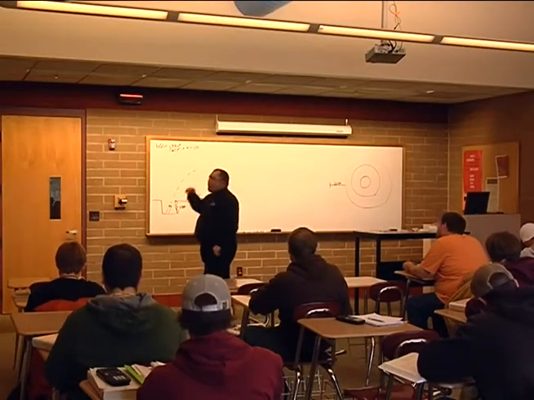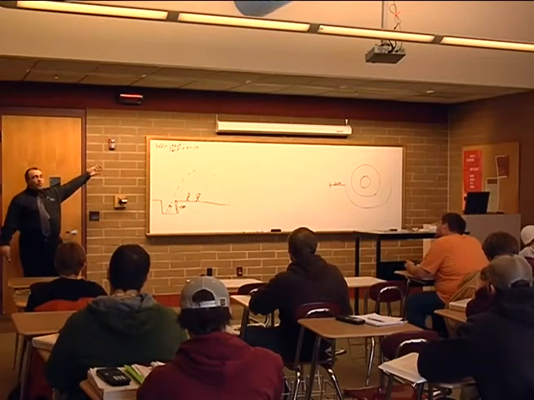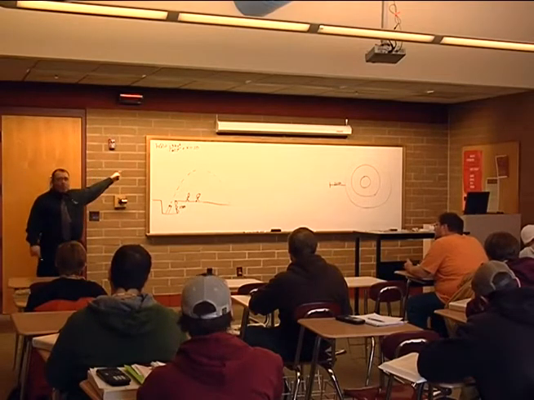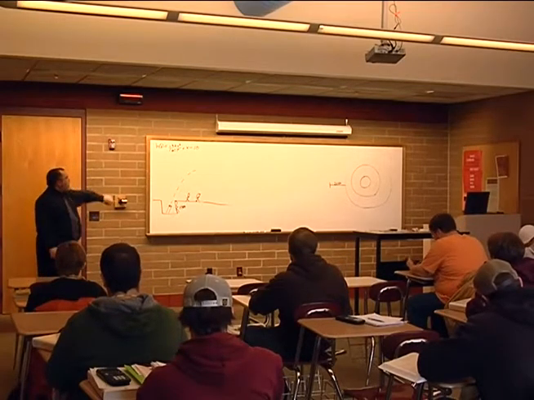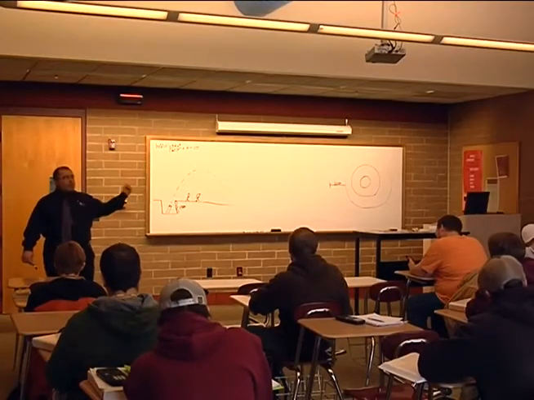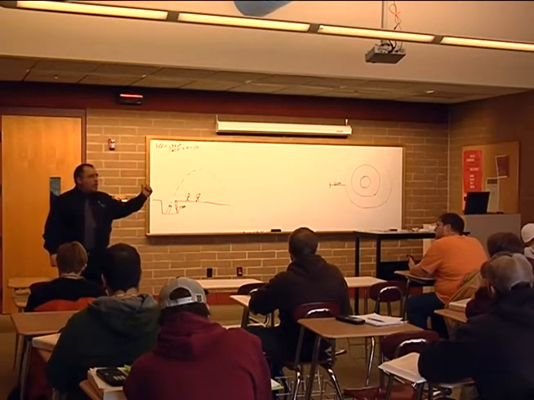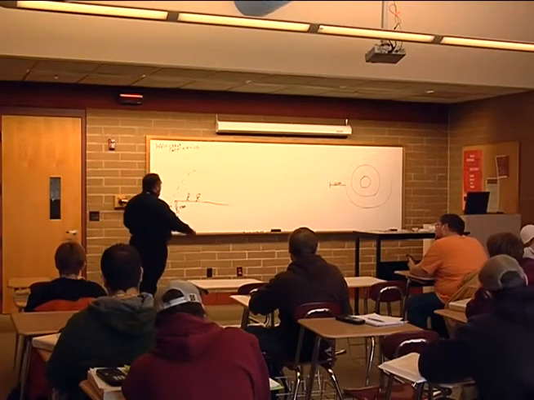So, say we start off with this equation, just like we've been dealing with, negative 32x squared over 60 squared. And remember, in this case, 60 is our what? Velocity, exactly. The mortar velocity itself, plus x minus 10. We've always had a positive before. Why is this minus 10? Exactly, we're 10 feet below sea level. That's the realistic side of it.